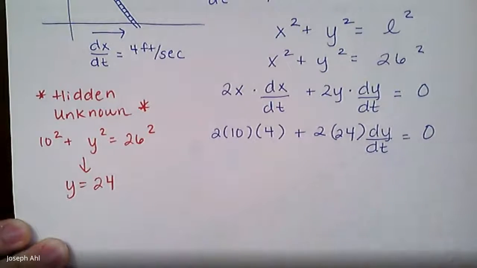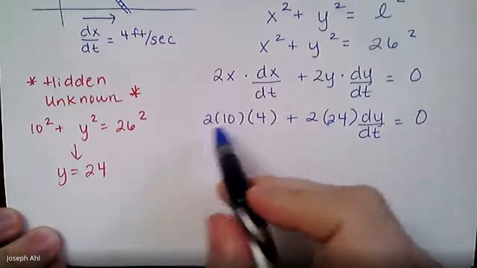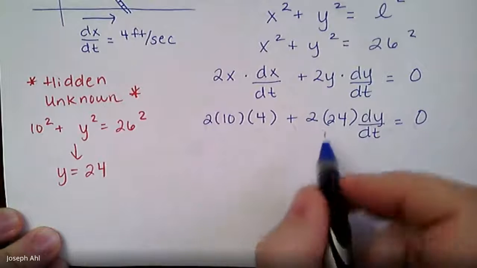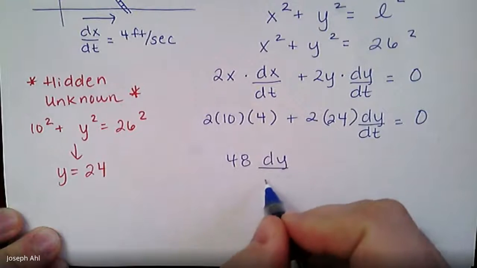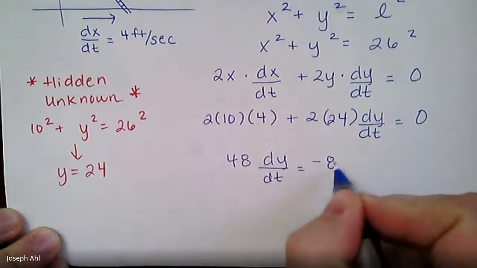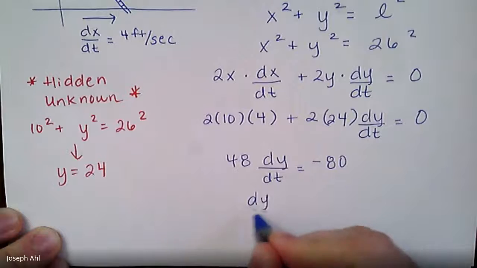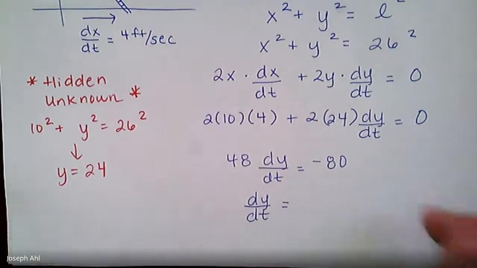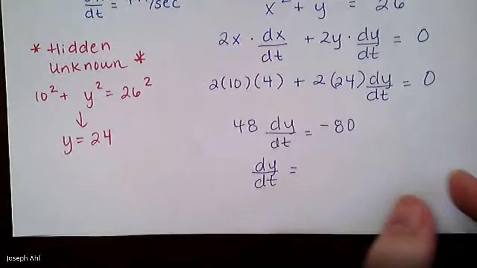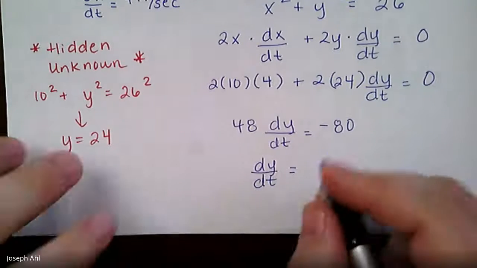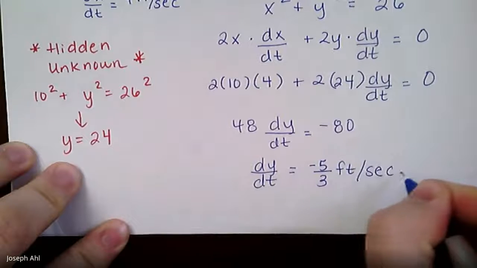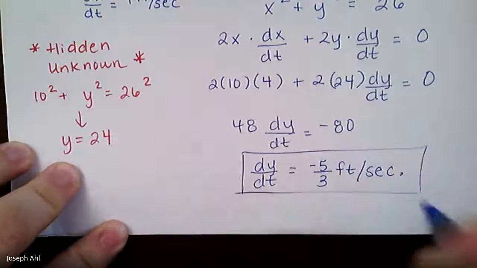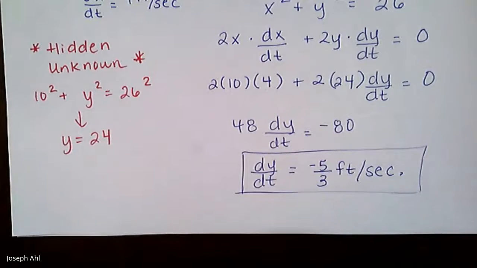Okay, so once you plug all that in, it's a pretty easy solve, isn't it? So 2 times 10 times 4 is 80, so that's going to get subtracted to the other side. 2 times 24 on this side is 48. So 48 dy/dt equals negative 80. And when you divide the 48 over, negative 80 divided by 48 would reduce to, 16 goes into both, I think, right? So negative 5/3, and this is feet per second. Okay, done. Your first related rate in the books.